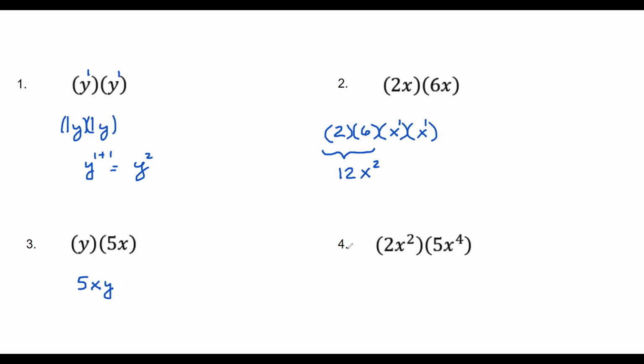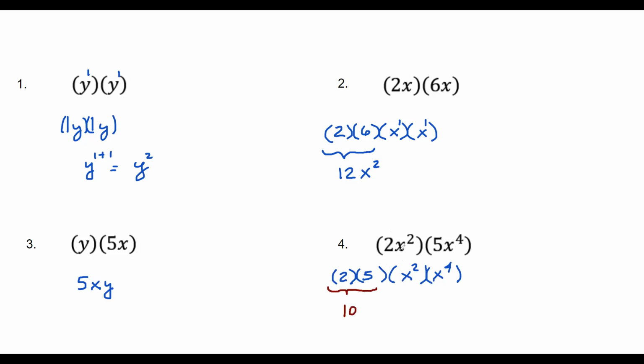Okay, let's look at number 4. We have coefficients. We have a variable of x to the 2nd power. We have a coefficient of 5 and x to the 4th power. Let's do the rearranging thing and put the coefficients together. 2 times 5. And then I'm going to do x squared times x to the 4th. All I'm doing there is grouping it the way that I want to do the multiplication. We multiply these two coefficients. 2 times 5 is 10.